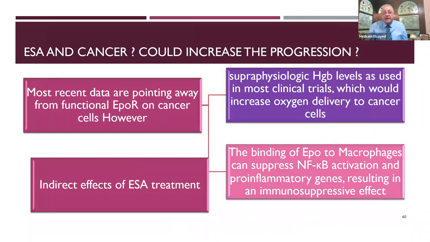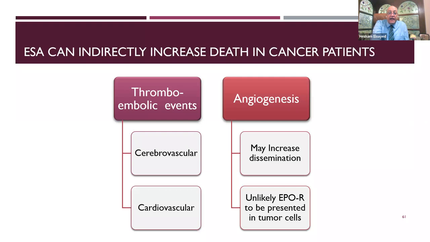So ESA in cancer could increase progression. The question is yes, but with precaution to the type and the stage of the malignancy. Supraphysiologic hemoglobin levels were used in most clinical trials. The binding to the receptor on macrophages as well can suppress nuclear factor kappa B activation and the pro-inflammatory genes, resulting in an immunosuppressive effect. So using ESA directly and indirectly can affect the prognosis of malignancy, especially if it is active. Besides that, it increases thromboembolic events in cancer patients and induces huge angiogenesis that may increase cancer dissemination.